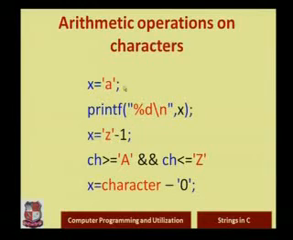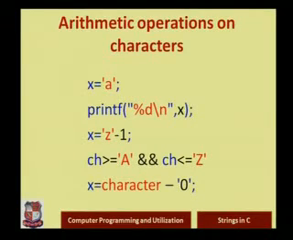Now x = 'a', right? So indirectly, if I am considering 'a', it is ASCII value 97, right? So when I am printing printf("%d", x), it will print 97. It will help me to print the ASCII value. Now these values are as per your system requirement. As per your system, you have to take care of this.